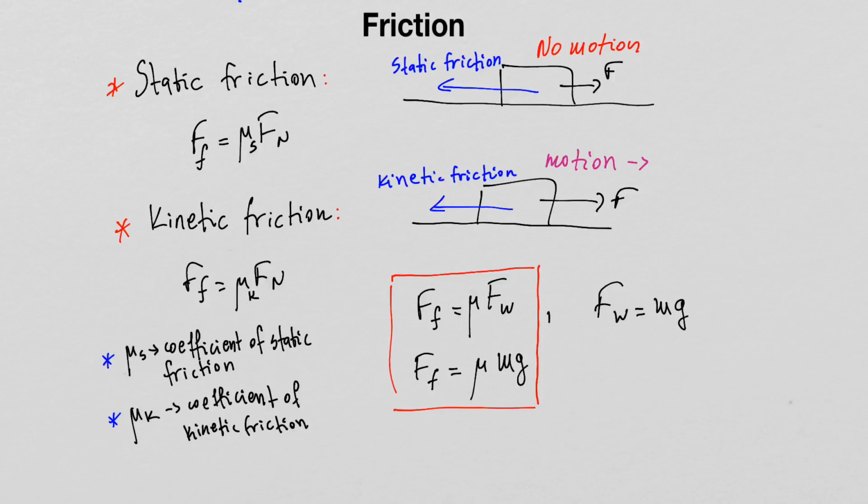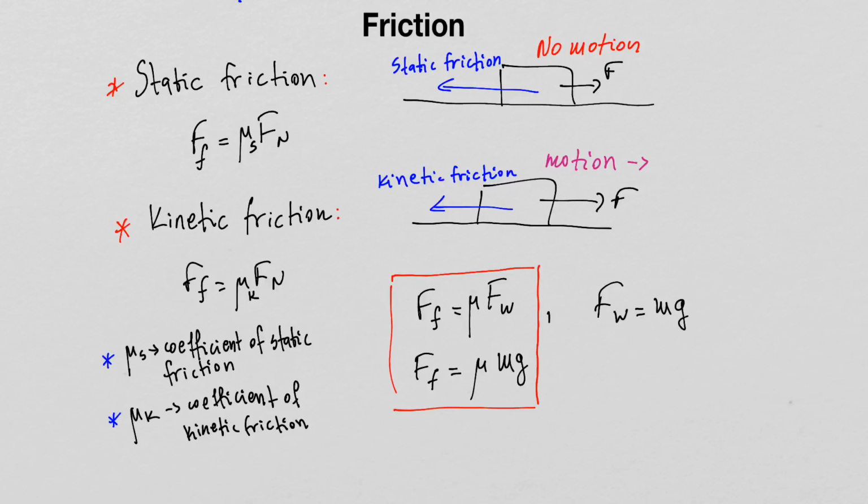And so if you had a problem in which you know the weight of the object and the coefficient of friction, then you can calculate the force of friction. If you had a problem in which you knew the mass of the object and the coefficient of friction, then if you multiply the two and also multiply that by the gravitational acceleration, you would be able to calculate the force of friction in this problem.